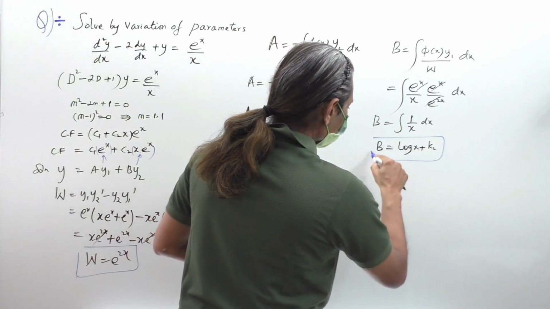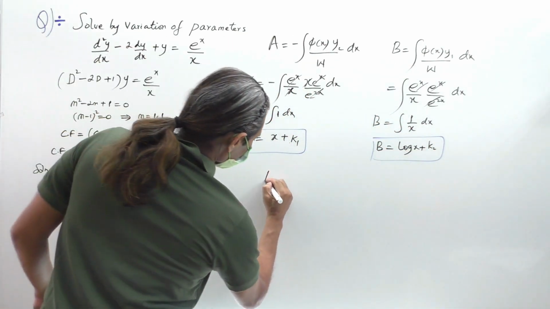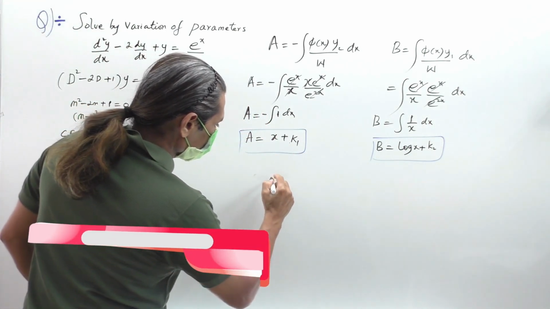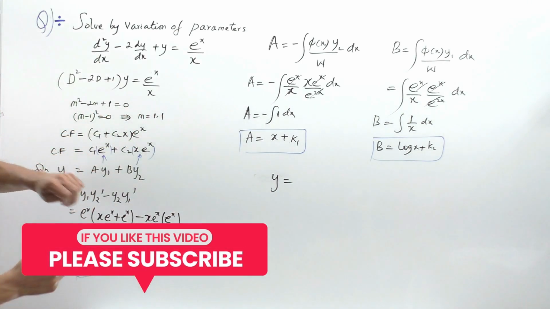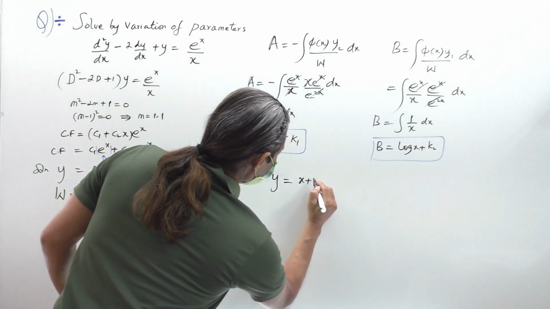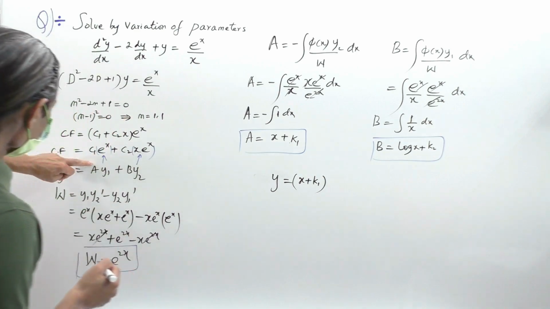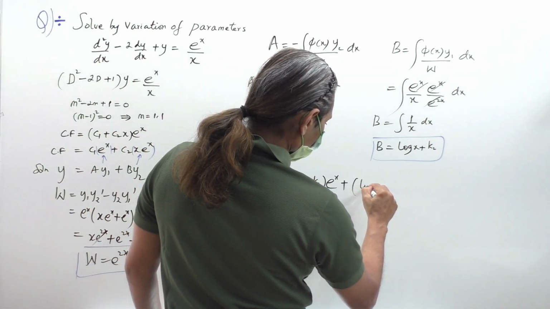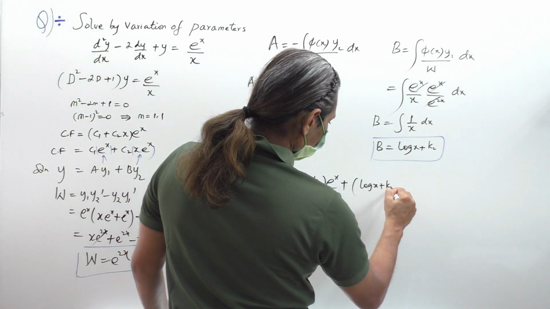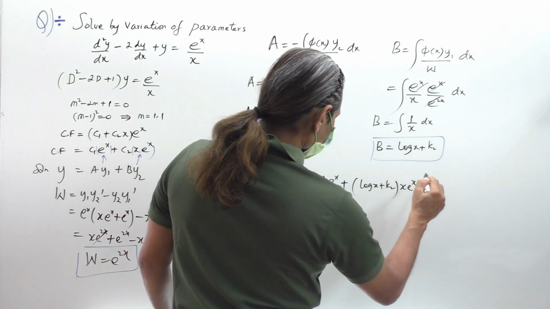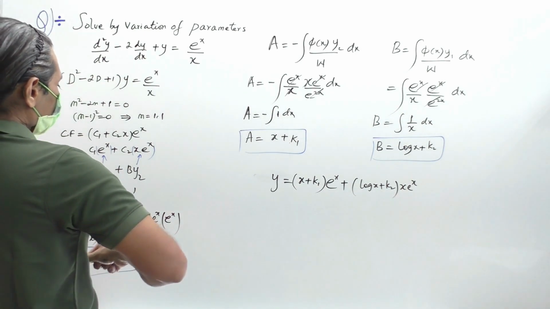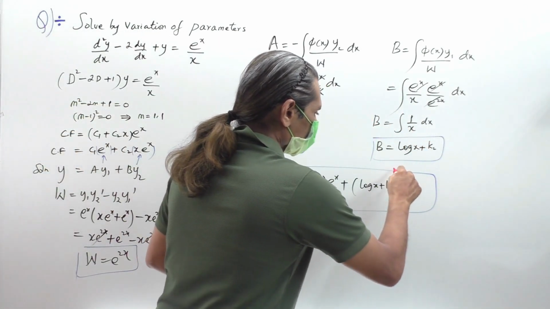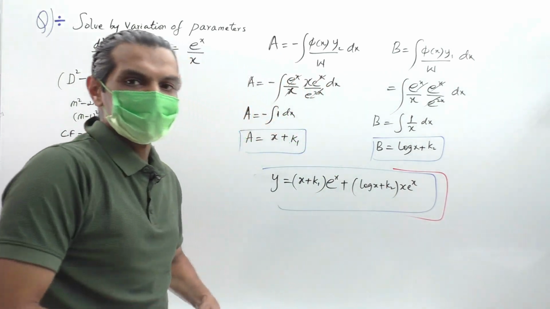Therefore the solution is y is equal to a y1 plus b y2, and a is x plus k1, into, what's y1? It's e^x, plus b into y2: log x plus k2, into x e^x. That's it. This is the solution we obtain. Very simple, clear? I hope it's absolutely clear.